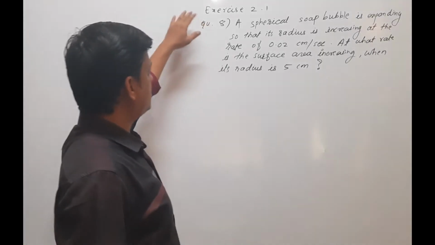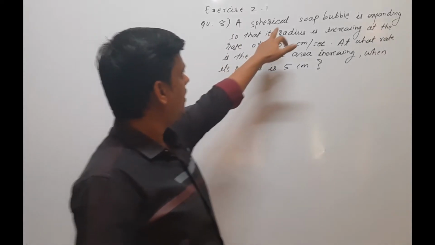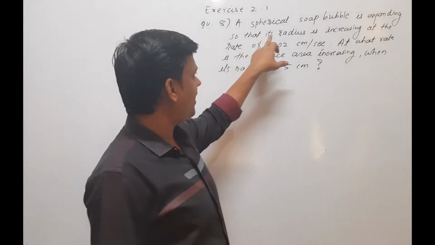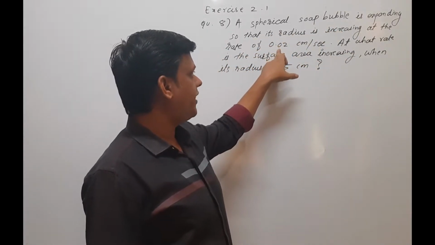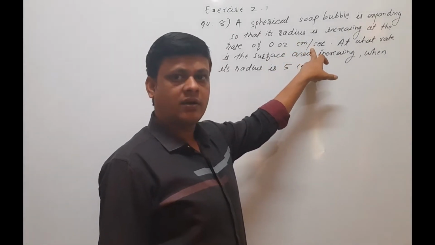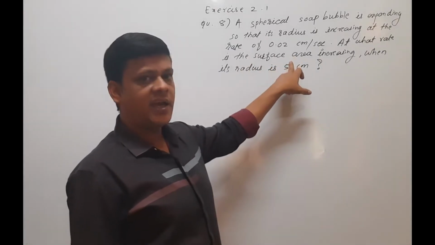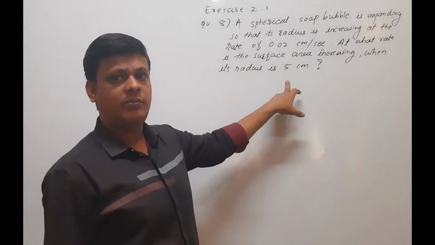Now see next question from exercise 2.1. Question number 8. A spherical soap bubble is expanding so that its radius is increasing at the rate of 0.02 centimeter per second. At what rate is the surface area increasing when its radius is 5 centimeter?